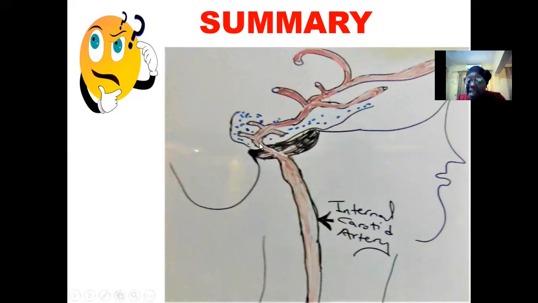As soon as it exits, it finds its way into the cavernous sinus, where it also gives off a number of branches before it finally exits the cavernous sinus to give off the ophthalmic artery, the posterior communicating artery, and also the anterior choroidal artery. Then finally, they terminate into the middle cerebral artery and also the anterior cerebral artery. So this is like a summary of all the events that the internal carotid artery presents from the region where they originate to finally where they terminate.